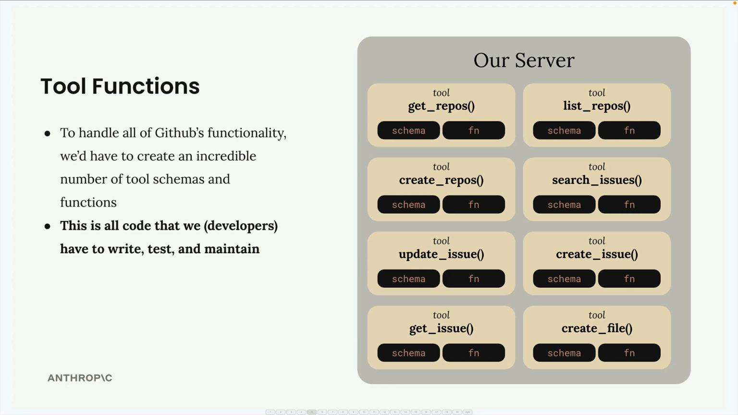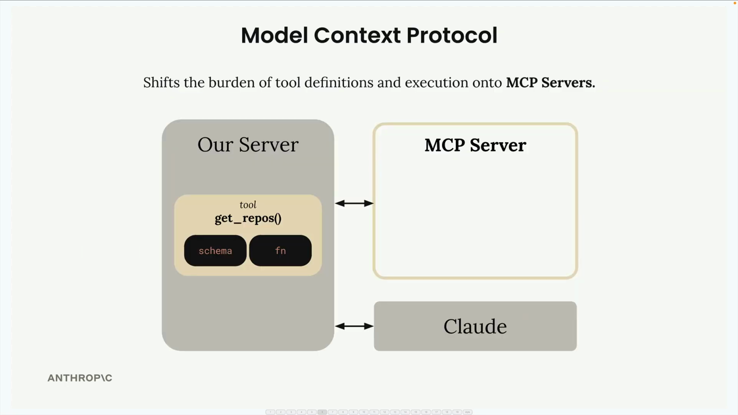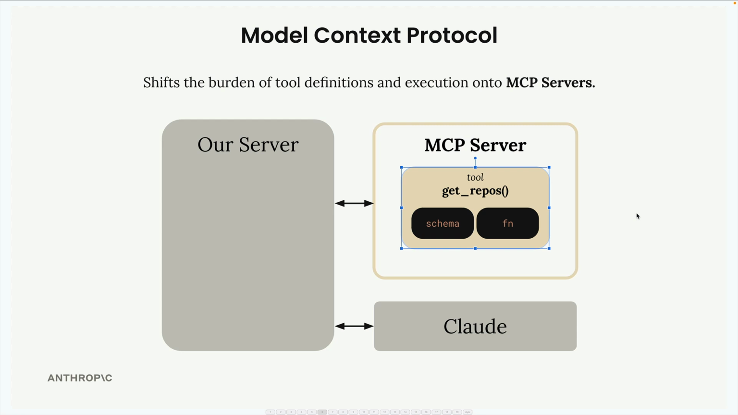This challenge of making developers maintain a big set of integrations is one of the primary difficulties that Model Context Protocol aims to solve. MCP shifts the burden of defining and running tools from your server to something else called an MCP server. So no longer would you and I have to author this tool right here. Instead, it would be authored and executed somewhere else inside of this MCP server.